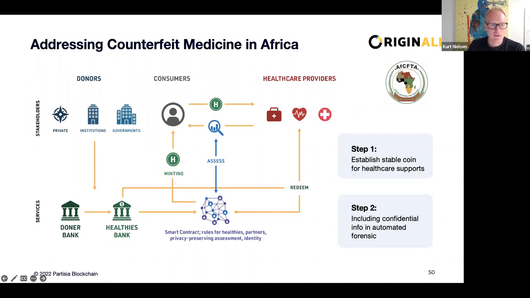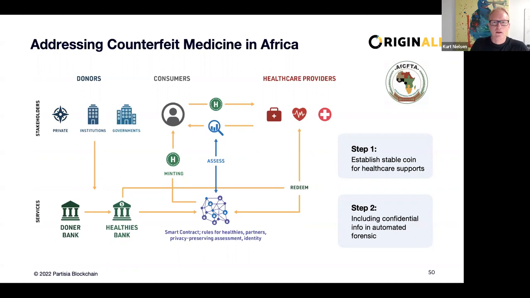In order to solve that, you need to bring in a lot of data from the supply chain. You need to bring in private data from pharma companies and others in order to improve the forensics and capturing of the counterfeit medicine. So that's where the privacy comes in.